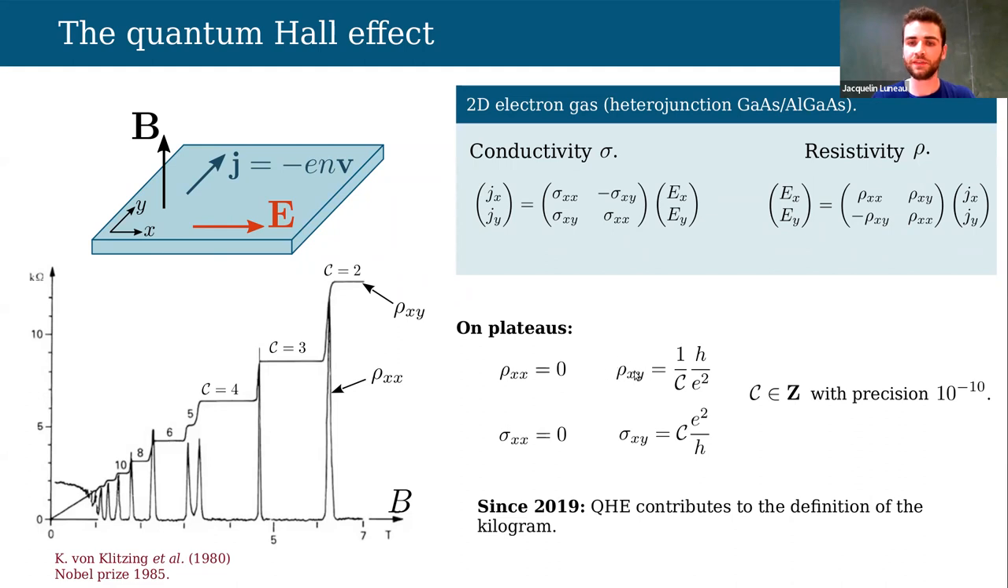And the values of these plateaus of resistivity are given by some fundamental constants times one over a number phi, which was measured experimentally to be an integer with an extreme precision of 10 to the minus 10. And for example, since 2019, this extreme precision of the quantum Hall effect is used in the new standards for the International System of Units.